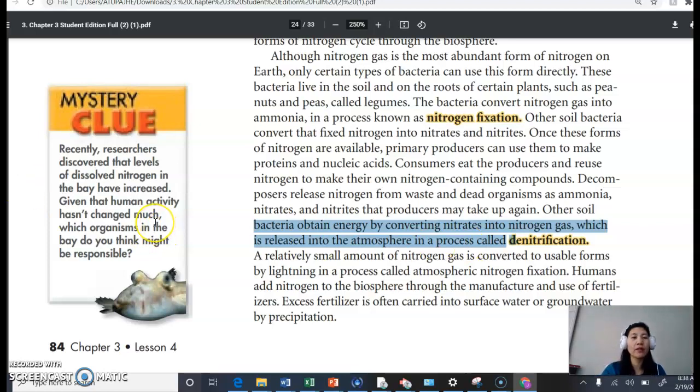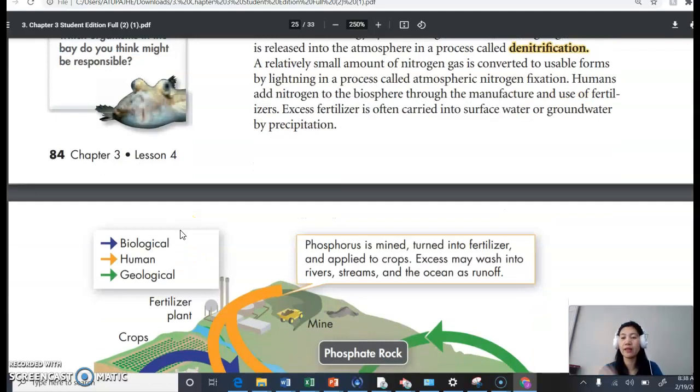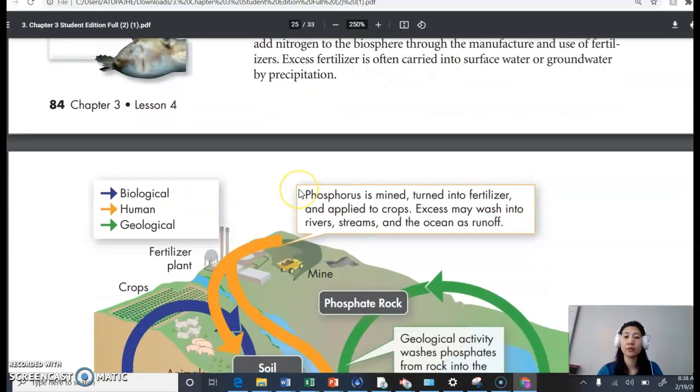What about what recent researchers have found out? They have found out that levels of dissolved nitrogen in the bay have increased. Given that human activity hasn't changed much, which organisms in the bay do you think might be responsible for this increase of dissolved nitrogen? This is a question that you can write down and comment below in this video.